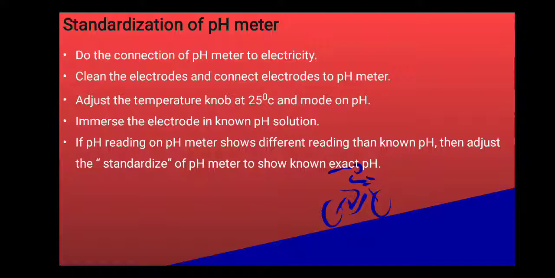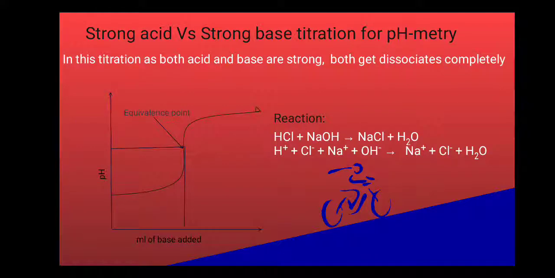And when this adjusts to pH 4, we say that this pH meter is standardized. When we standardize the pH meter, the remaining readings will be correct. That's why we are required to standardize the pH meter every time before starting the experiment for measurement of pH of the solution. So in this we have to learn strong acid versus strong base titration using measurement of pH.